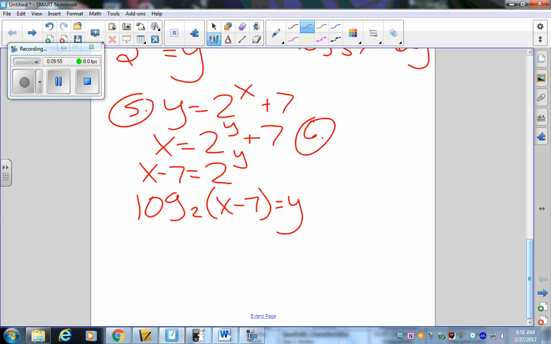And my last problem. Got my copy, so I don't have to keep scrolling up. Okay, y equals 2 base 3 to the x plus 1. So that times 2 is on the outside, okay? So we need to keep that in mind. Go ahead, switch my x and my y.